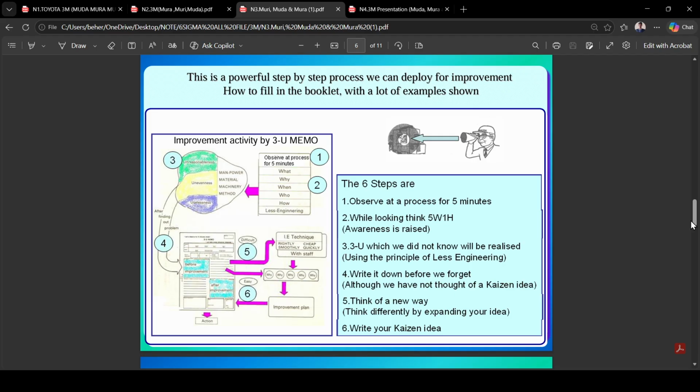Second, think 5 Whys, so awareness is raised. Then the third one is 3U, which you did not know. You will realize this using the principle of lean engineering. Write it down before we forget. Although we have not yet found a Kaizen idea, the fifth one is to think of a new way, so think differently by expanding your idea. And the sixth one is to write your Kaizen idea.